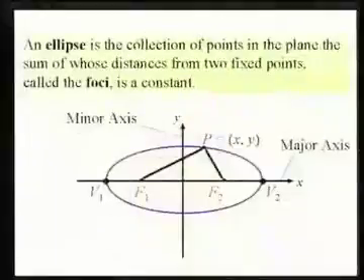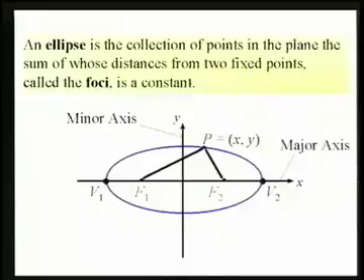We're now going to look at the conic section called an ellipse. Let's look at a definition. An ellipse is the collection of points in the plane, the sum of whose distances from two fixed points, called the foci, is a constant. So the distance from F1 to P plus the distance from P to F2 is some constant value. In fact, that constant value is equal to 2 times A, where A is the distance from the center to V1.